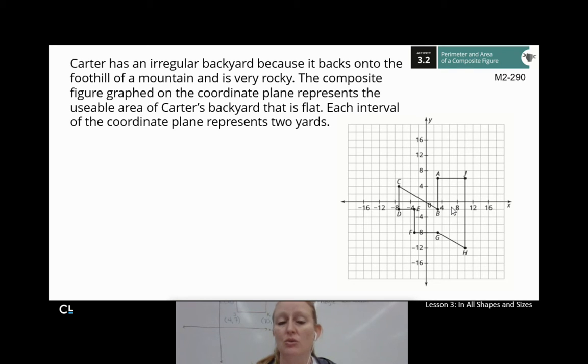that's flat. So this is what's flat. This is what you can use because there aren't big boulders in it, all that good stuff. Please notice, each interval of the coordinate plane represents 2 yards. Are you catching that? That we're counting by 2s on the grid line, not 1. That's going to help. And yes, it does represent yards. Oh, we got units involved now, baby. We got units involved. Oh, yes, we do.